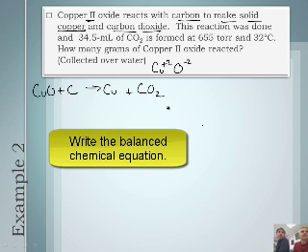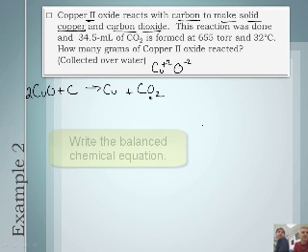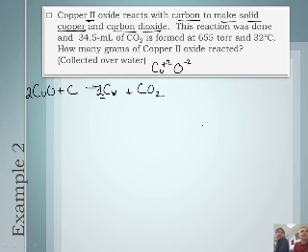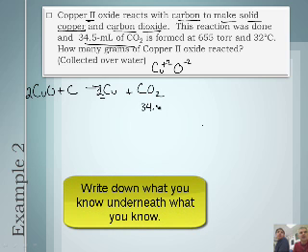Is that balanced? No, not balanced. I've got an oxygen problem. So I'm going to put a 2 here to get 2 oxygens because of the CO2. And I'm going to put a 2 in front of the copper. There we go. So now what do I know? All right, I have carbon dioxide. I know I have 34.5 milliliters. That's a volume. So let's put a V there. And actually, you know what I'm going to do right away? Let's just make it liters.